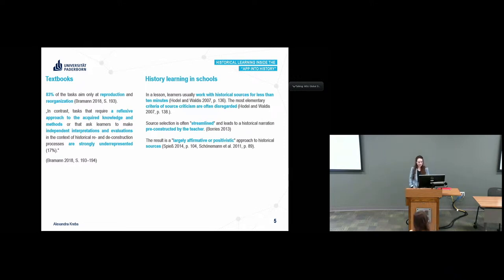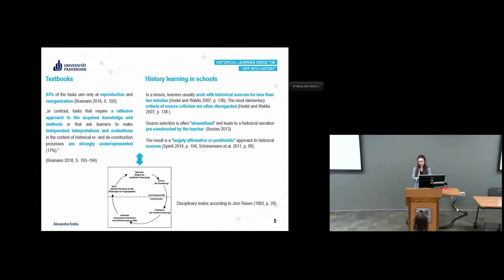And okay, one thing is the history textbook, another thing is what happens in history classes at school, but also there you can see in empirical studies that in a lesson, learners usually work with historical sources for less than 10 minutes, and also the most elementary criteria of source criticism are often disregarded. And source selection is often streamlined and leads to one historical narrative pre-constructed by the teacher or by the history textbooks. And the result, we can also see in other studies, is a largely affirmative and positivistic approach to historical sources. And this is in whole contrast to what historical thinking is meant to be.